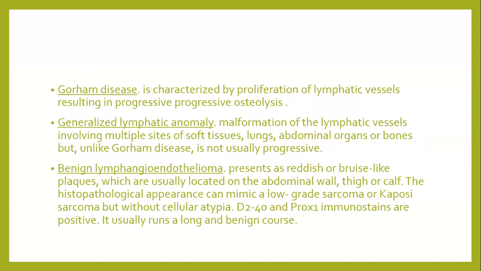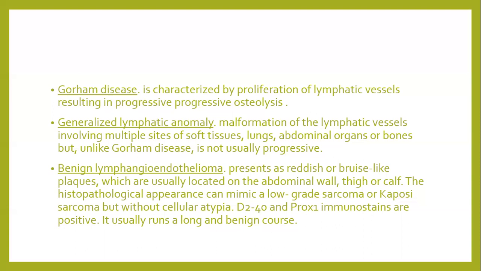Now we are going to discuss a few diseases which are associated with these conditions. Gorham disease, characterized by proliferation of lymphatic vessels, resulting in progressive osteolysis. Then generalized lymphatic anomaly, malformation of lymphatic vessels involving multiple sites of soft tissue, lung, abdominal organs, bone. But unlike Gorham disease, it is not progressive.